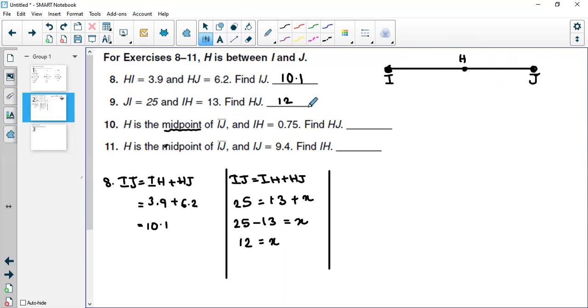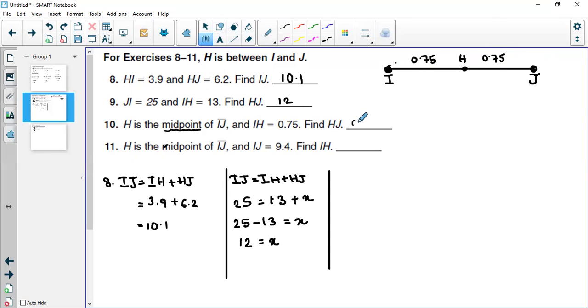Okay, so IH is 0.75. So from here to here, it's 0.75. You need to find HJ. Now, what does that midpoint do? It also shows that this part of the line is equal to this part, right? So if from I to H, if it is 0.75, what is it going to be from H to J? Definitely, it's going to be 0.75 as well. There is no need of calculations, nothing.